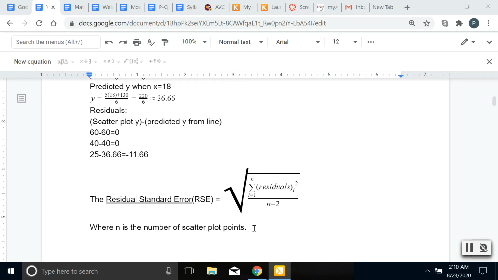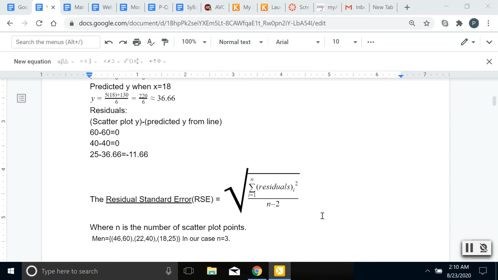And n in our case, well, here's our scatter plot we made from these. So we have 3 points here. So in our case, n is 3. So we write that here. So in our case, n is 3 because we have 1, 2, 3 points.